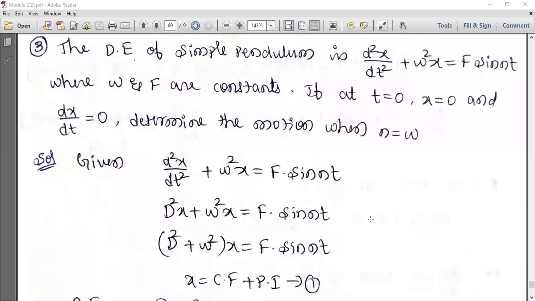No, sir. Okay, fine. Because this is similar to the earlier one, only this condition you are substituting, that's it.